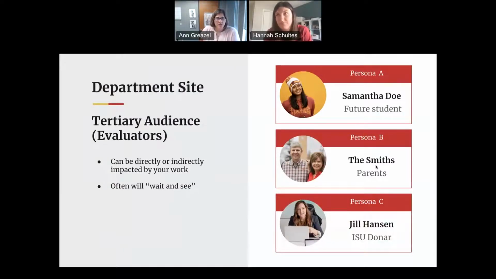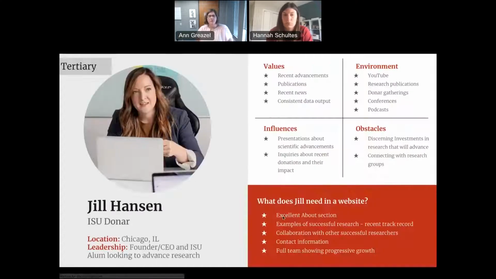The tertiary audience can be indirectly or directly impacted by the work. Often you're going to see it's kind of a wait and see. These could potentially be donors. So let's look at a donor real fast. Donors are people who, in this case, want to be able to provide funding for your department.